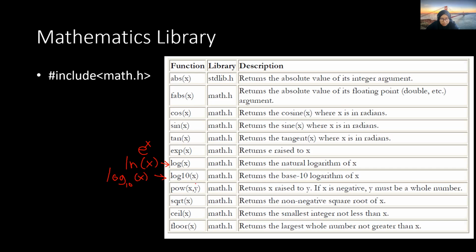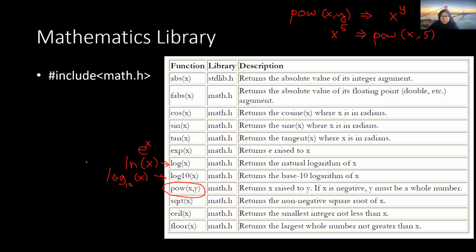Okay, how about this one? pow(x, y). This is just an abbreviation for power. So pow(x, y) is equivalent to x to the power of y. Let's say I have x to the power of 5. What I can do in my C programming is pow(x, 5).